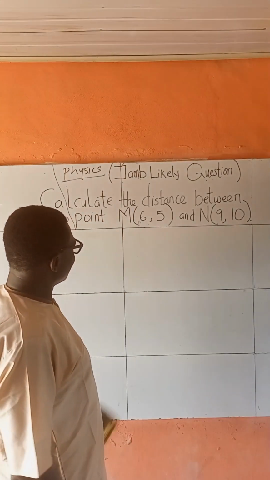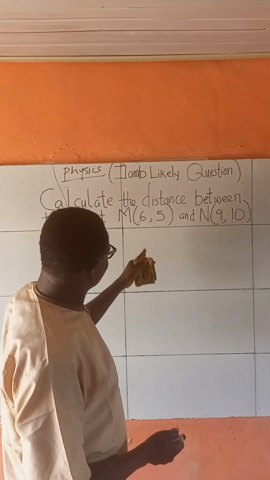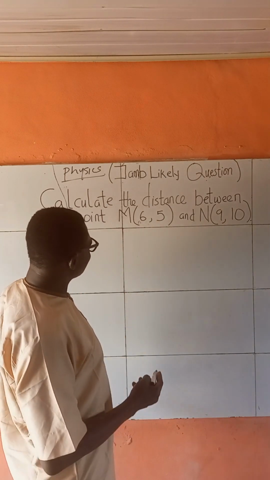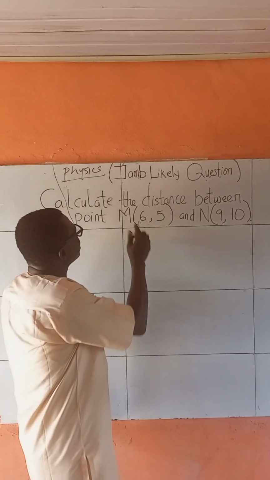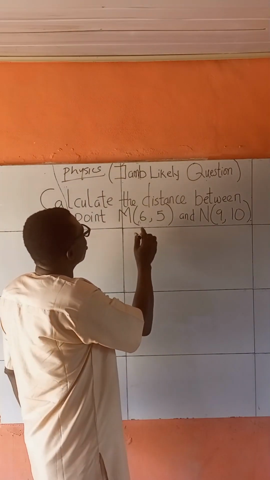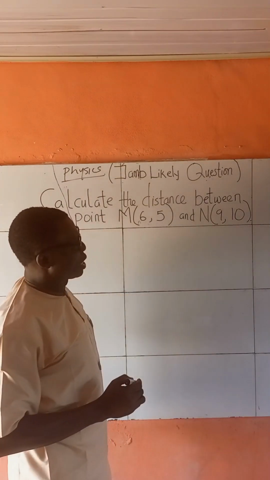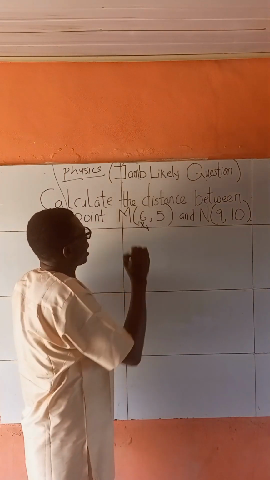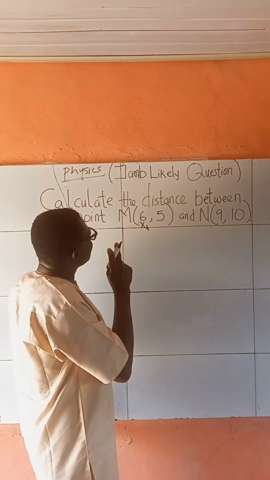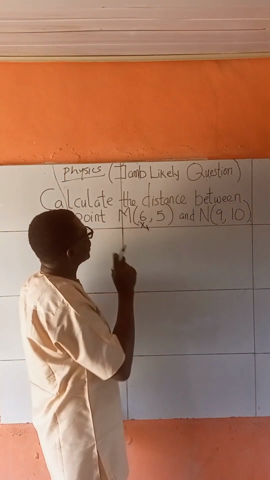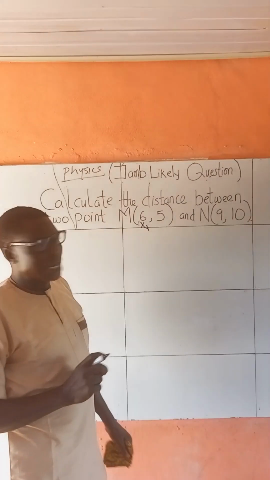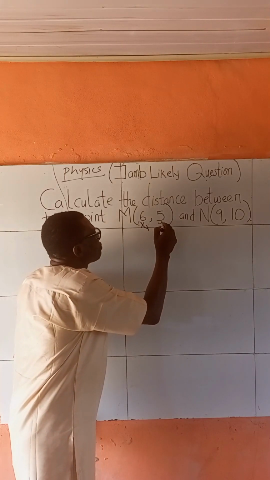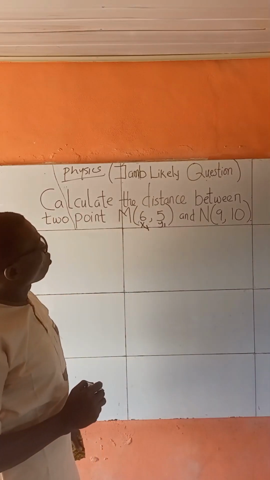Looking at this, let me say something before we go on. Here you have (6, 5). What does that mean? That simply means that this point M is on the Cartesian plane. The 6 means x1, the value on the x-axis is 6, and the value on the y-axis is 5. So this is y1.